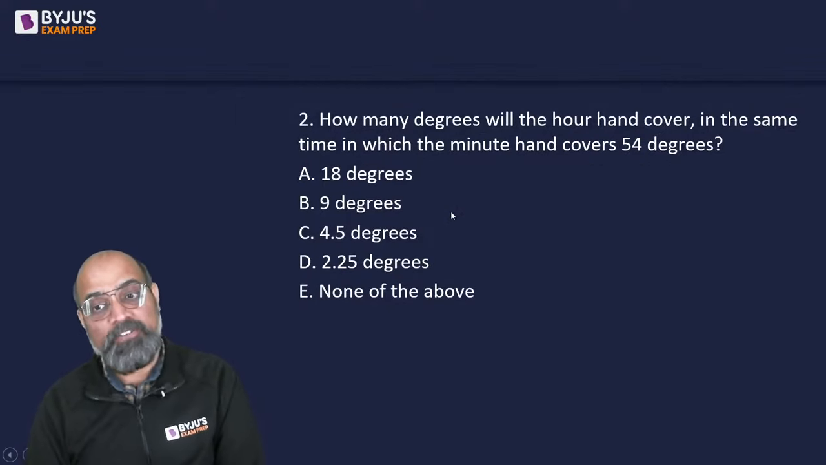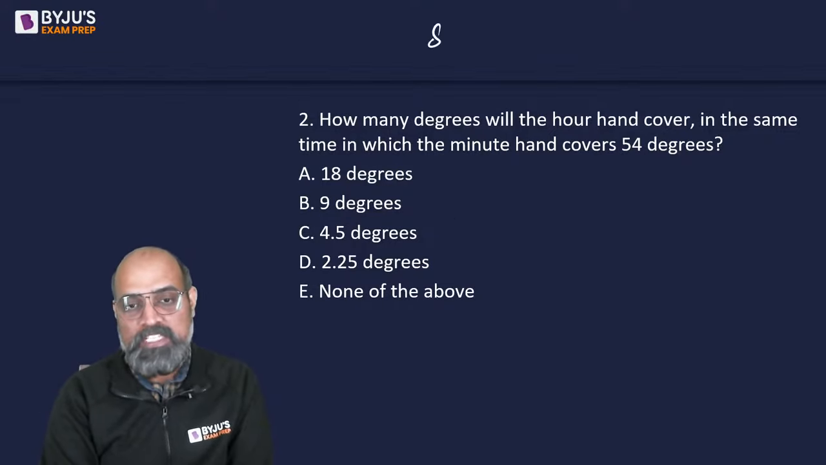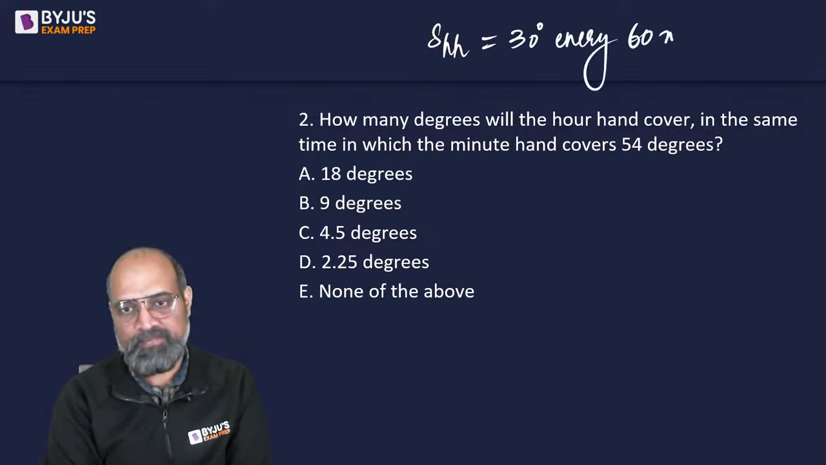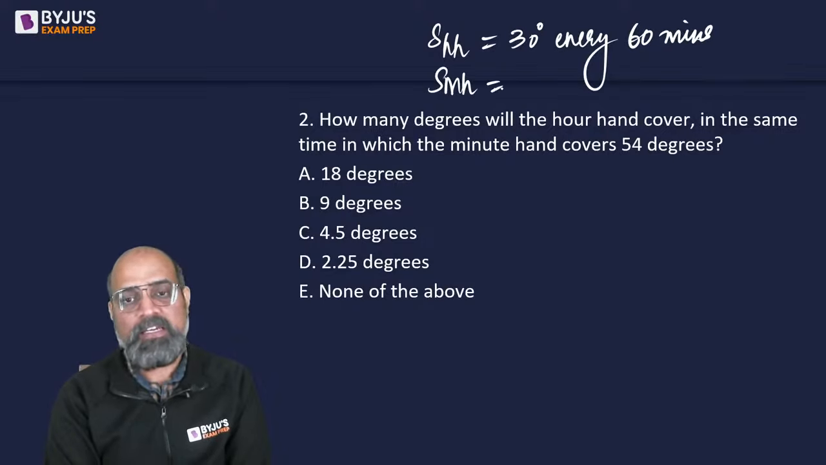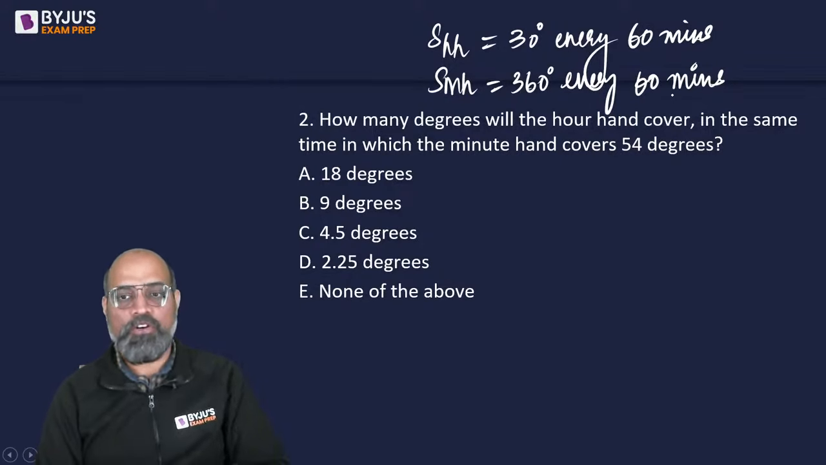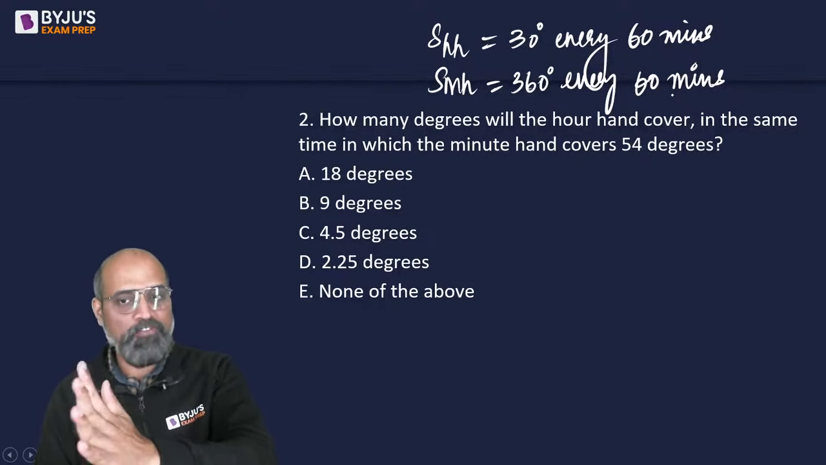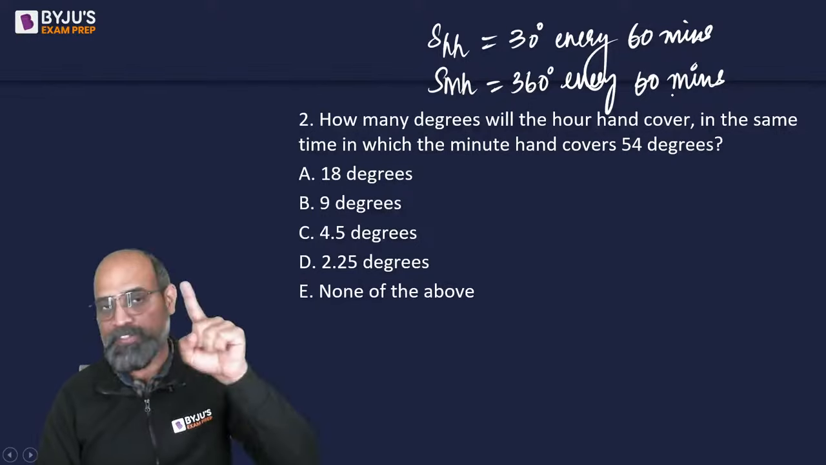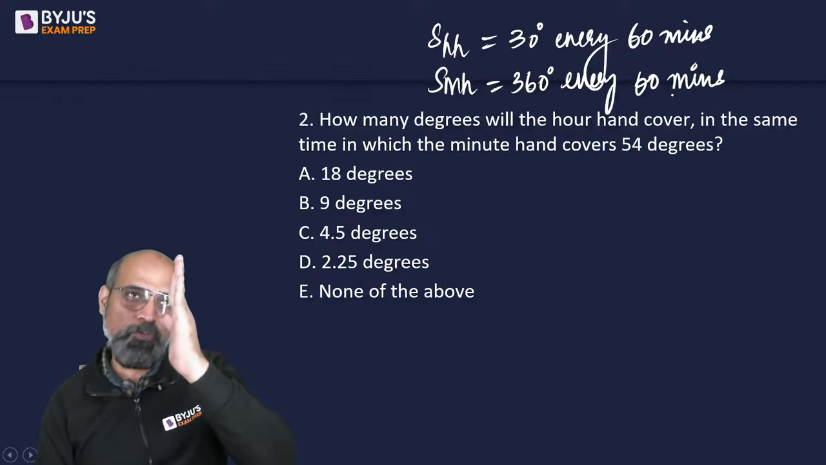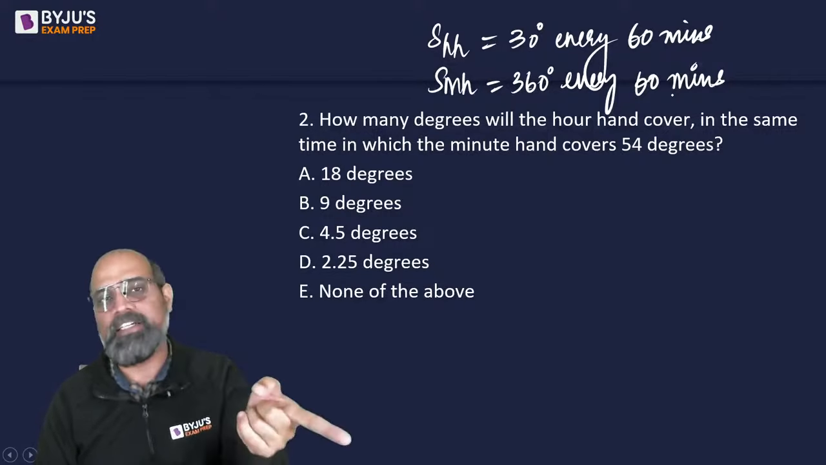Next is, how many degrees will the hour hand cover in the same time in which the minute hand covers 54 degrees? So what is the speed of an hour hand? An hour hand moves 30 degrees every 60 minutes. And what is the speed of the minute hand? Minute hand moves 360 degrees every 60 minutes. So every hour, the minute hand will move 360 degrees. It will complete one rotation, while the hour hand will only move from one number to the next number, which only makes a 30 degree angle.